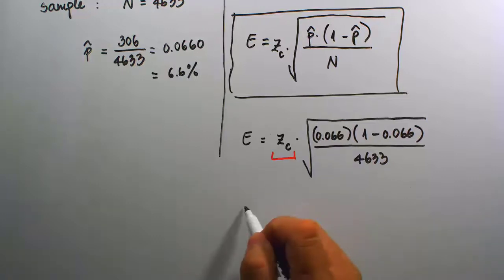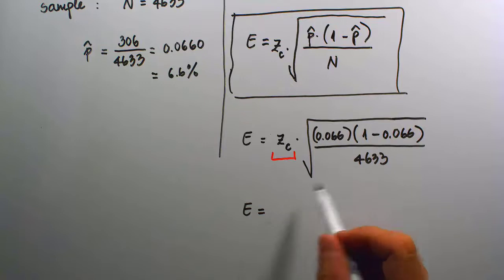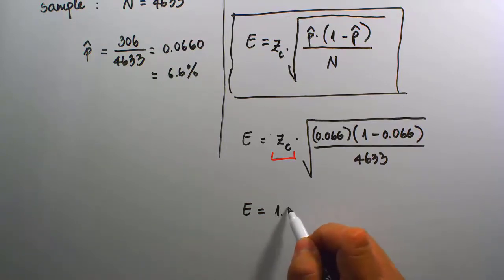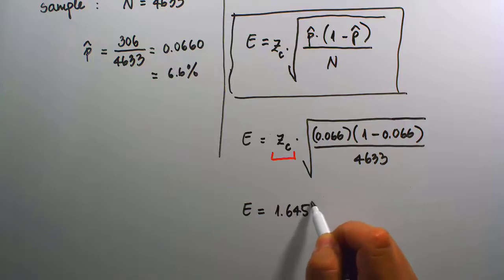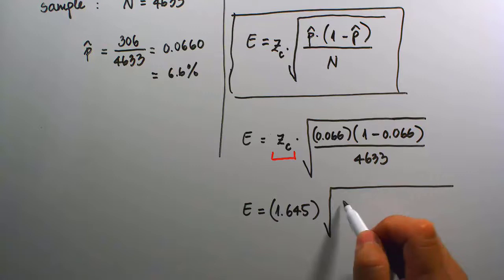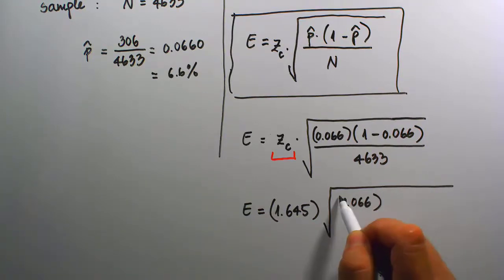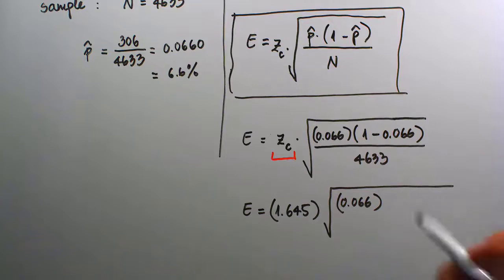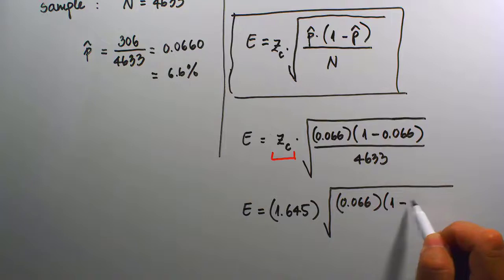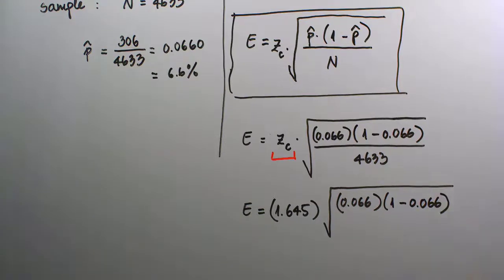So now I am finally ready to make a final computation. Z sub c is now found to be 1.645, and I am going to multiply all that with the square root expression. For any of you who are viewing this and doing the work at the same time, which I highly recommend, make sure you follow the order of operations carefully. That's all.